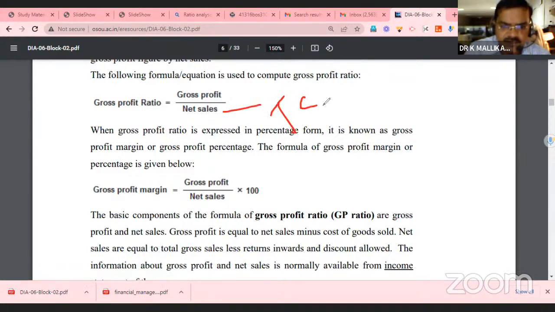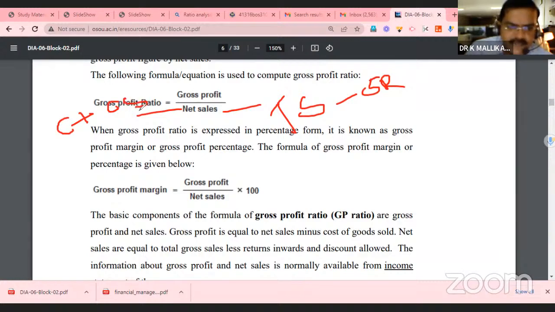Total sales minus sales returns is called net sales. Total net sales includes both cash sales and credit sales. Am I clear? So net sales is equal to cash sales plus credit sales.